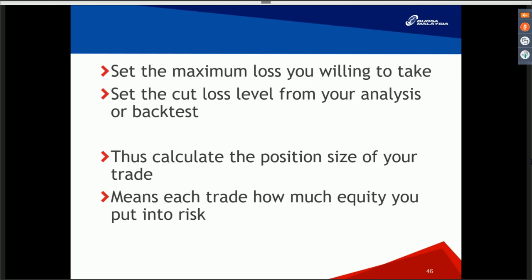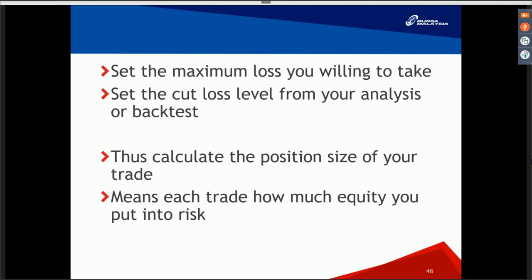So set the maximum loss you're willing to take, which is 1% in what I'm recommending to you, and set the cut loss level from your analysis or backtest. Let's say you cut the stock at 10%, okay? Then if the price of the stock falls more than 10%, you must cut loss. And that 10% is equal to 1% of your equity. This is very important.